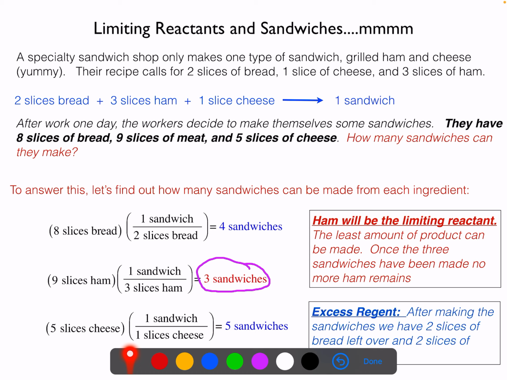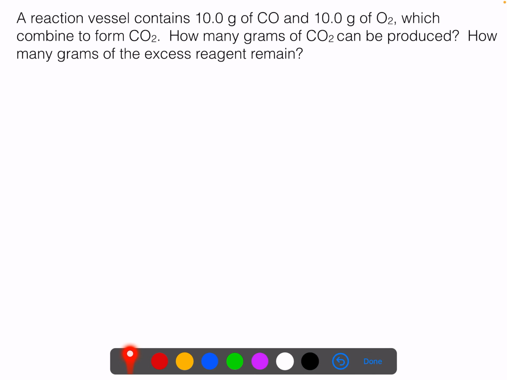Okay. Let's go through a chemical example. And let's imagine a reaction where we were mixing 10 grams of carbon monoxide and 10 grams of oxygen, which combine to form CO2. And the question is, how many grams of CO2 can be produced and how many grams of the excess reagent remain?